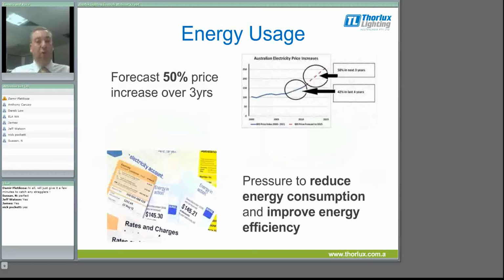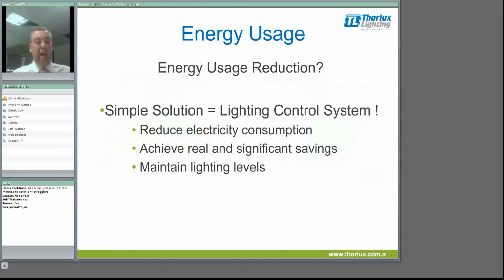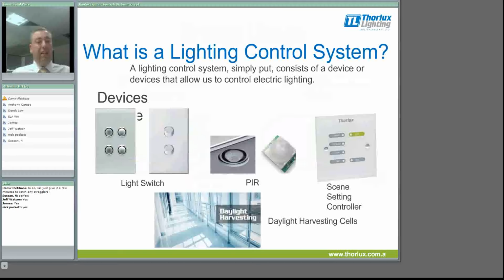This obviously puts a lot of pressure on businesses and individuals to reduce energy consumption and improve their energy efficiency. So how do we go about reducing energy? For us, we think it's simply lighting control systems. We can reduce the electricity consumption, achieve real and significant savings, and maintain lighting levels.